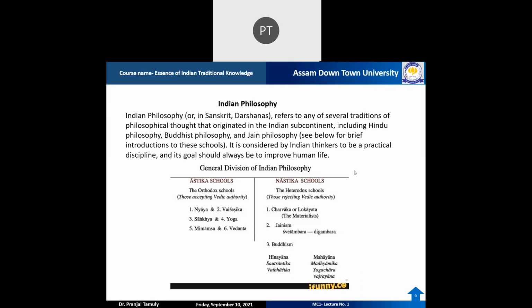Okay, I think this will be it for today. So next class, I'm going to discuss all these different divisions of Indian philosophy in detail.